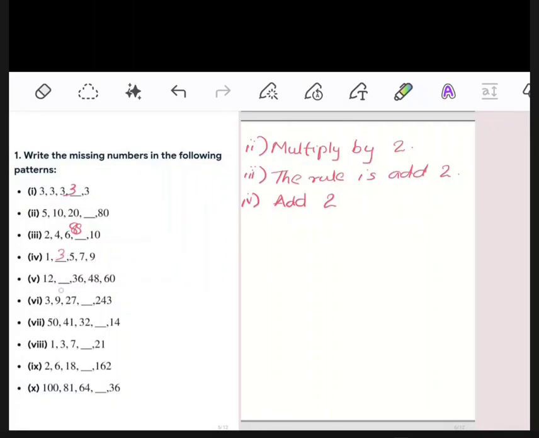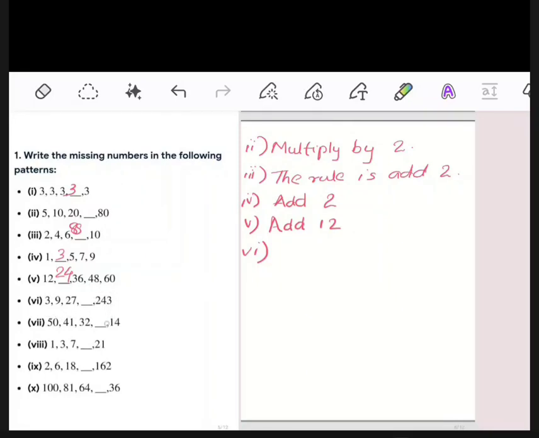So here the fifth one, 12, dash, 36, 48, 60. See here, we can do the difference. First we can do the difference of 36 and 48. By doing 36 and 48, we get the difference of 12. 48 and 60 also have a difference of 12. So the same here also. 12 and this missing number also have a difference of 12. So we can add 12 plus 12, so the number will come 24. So the rule is add 12.